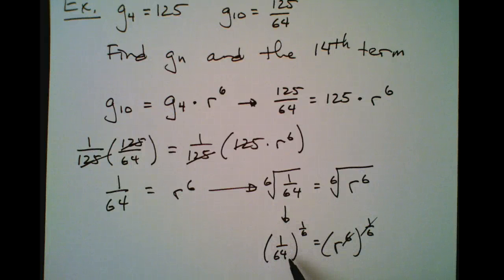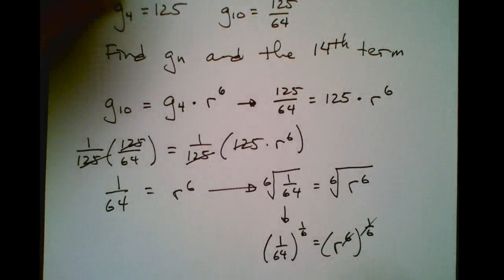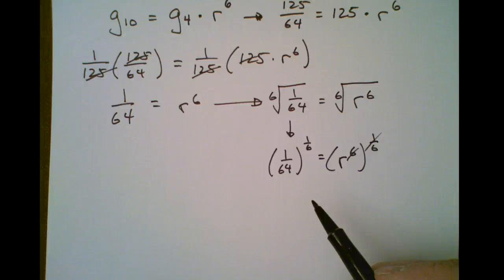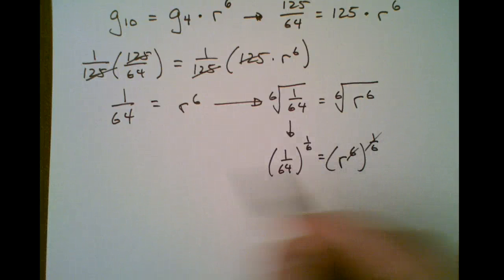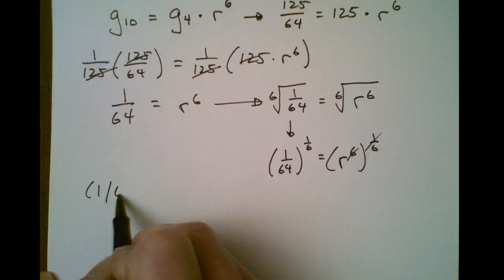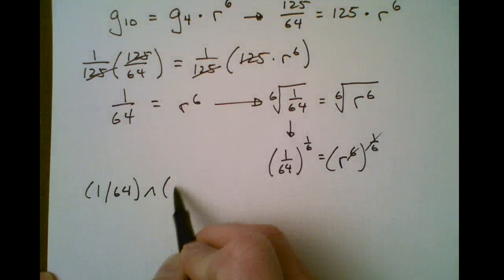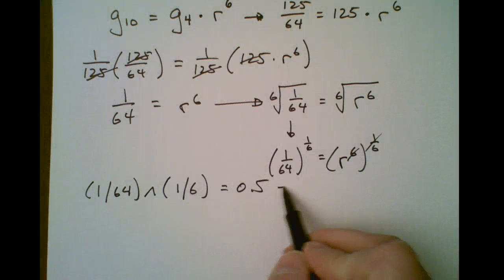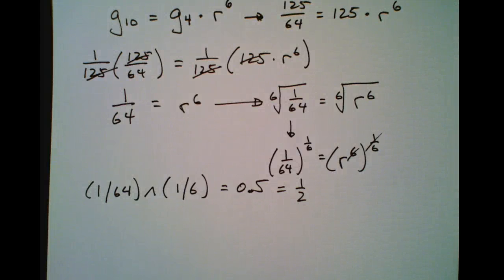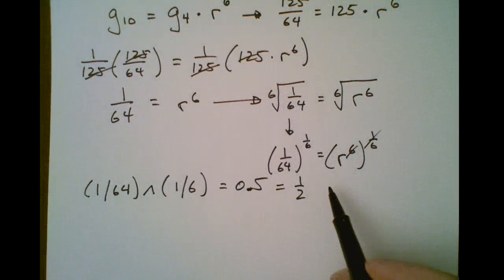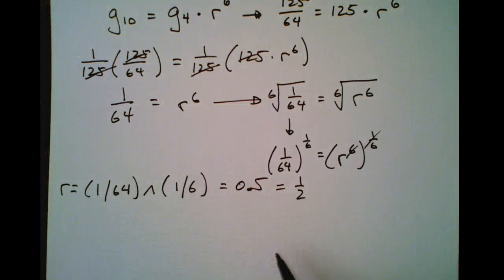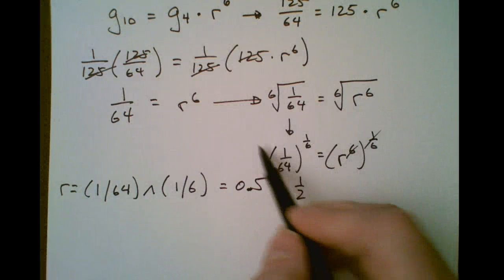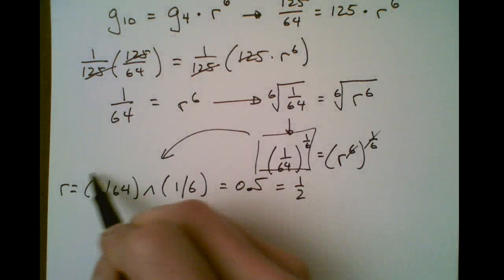If you think about this, what number do I have to multiply by itself 6 times to get 1/64? If you can't figure that out, you could easily do it on your calculator. On your calculator, you're going to have 1 divided by 64 raised to the 1 divided by 6, and it's going to tell you 0.5. Or I'm going to leave it as a half. So now that we know what r is, because we solved for r over here, this calculation here is this.